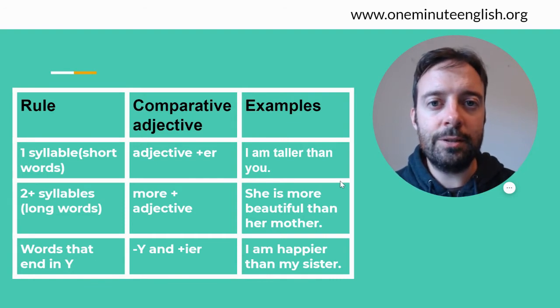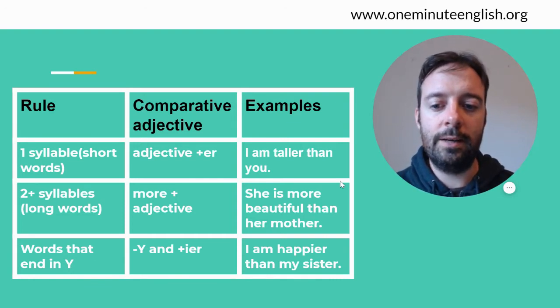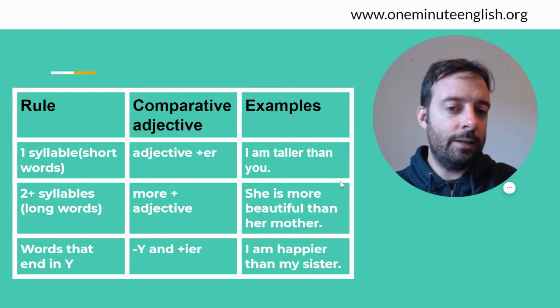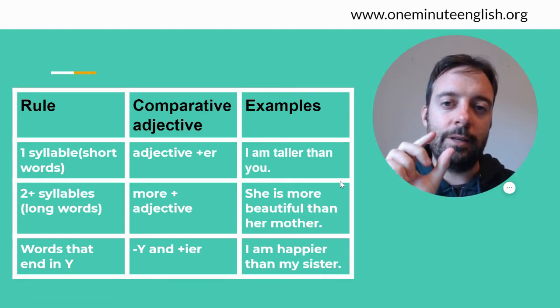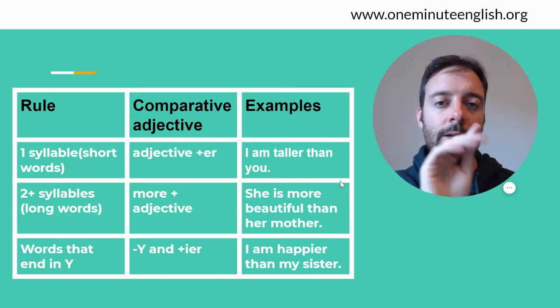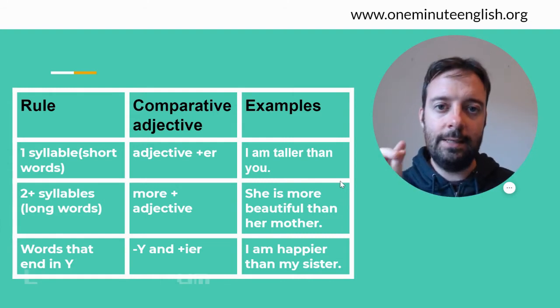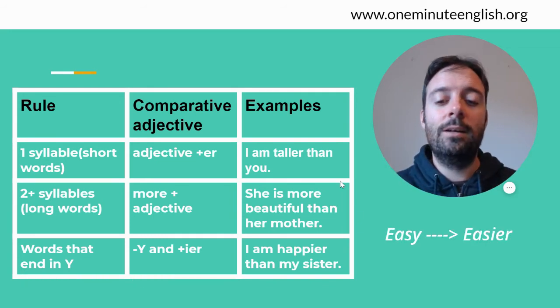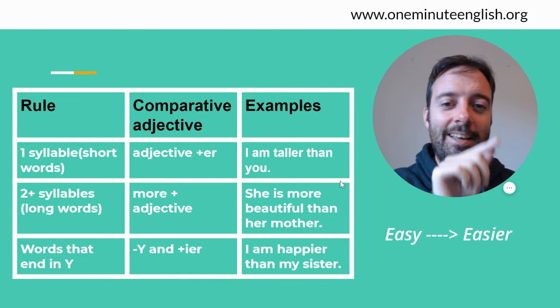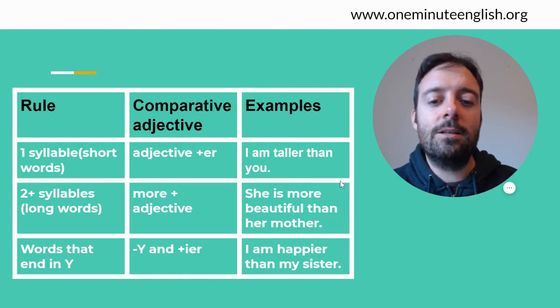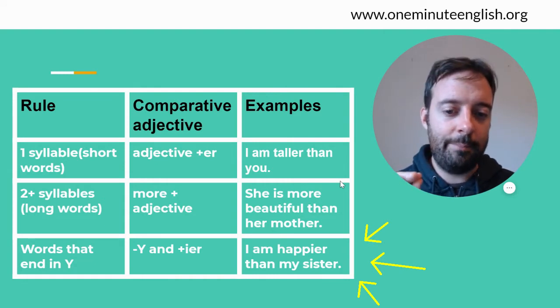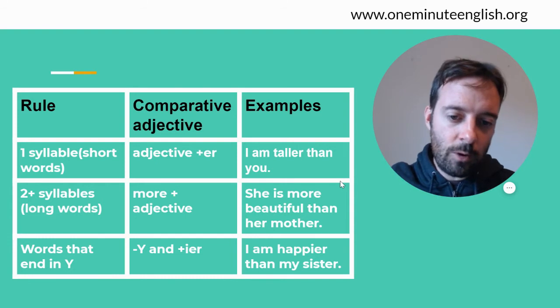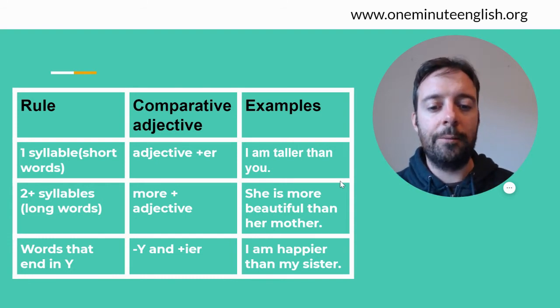Then there are exceptions to this rule, which are words that end in Y. For words that end in Y, you drop the Y, you take away the Y, and you add -ier. If you think about easy, E-A-S-Y, the Y is gone, and you add -ier: easier. Let's look at another example. I am happier than my sister. So happy, you drop the Y and you add -ier.